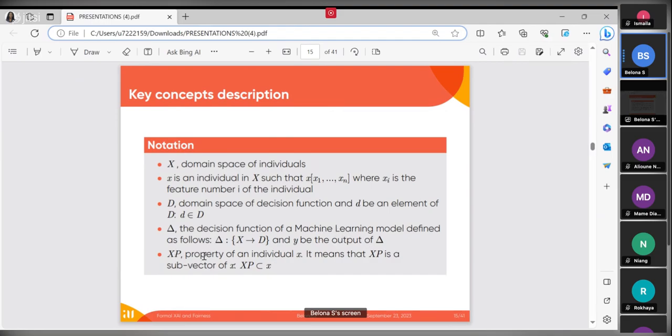And we have XP, which will be a property of an individual. Being a property of an individual means that XP is a subvector of X. We say that X is an individual, and XP is a subvector of X, which means that it's a characteristic. If I stay in our example, XP can be something like having passed, being a first time applicant, and requesting a scholarship. This can be considered an example of XP.